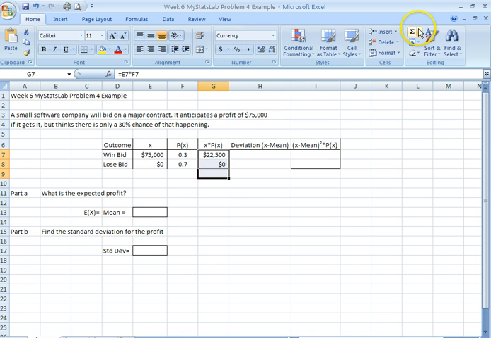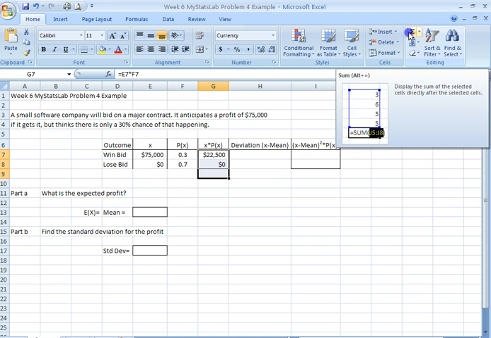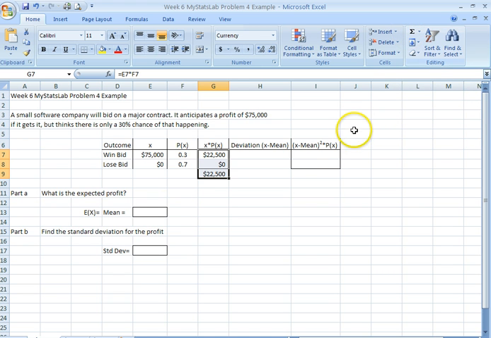I'll sum those up. We'll use the summation key here to add that up for us. And there we have it. So the expected profit, which as I show here is also the same thing as the mean, is 22,500. So that gives us part A.